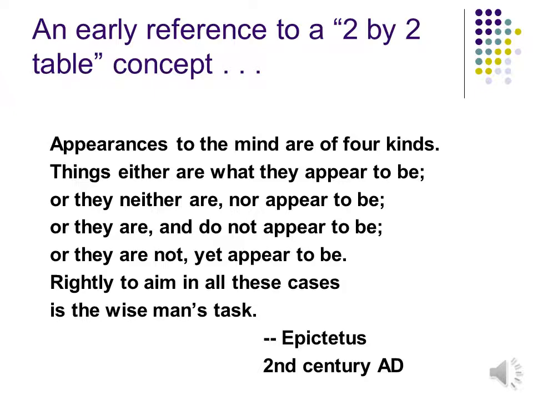Here's an early reference to the 2x2 table, which I thought was kind of amusing, written in the 2nd century. Appearances to the mind are of 4 kinds. Things either are what they are, or are what they appear to be, which is true positives, or neither are nor appear to be, true negatives, or they are and do not appear to be, it's a false negative, or they are not, yet appear to be, false positives. Rightly to aim in all these cases is the wise man's task, or the wise DNPs, I suppose.